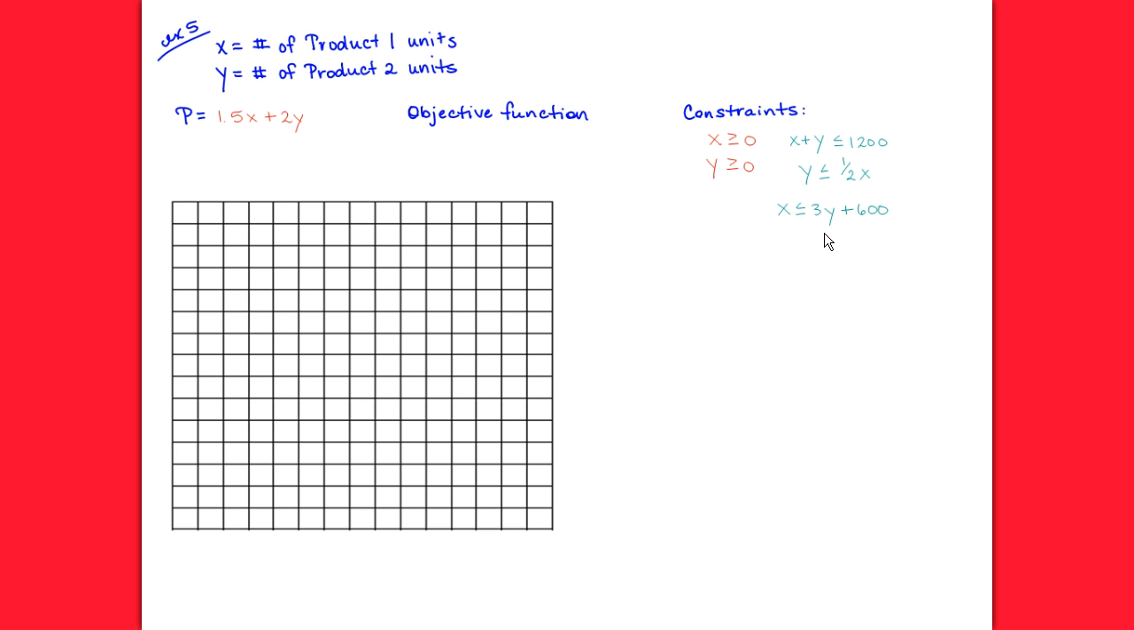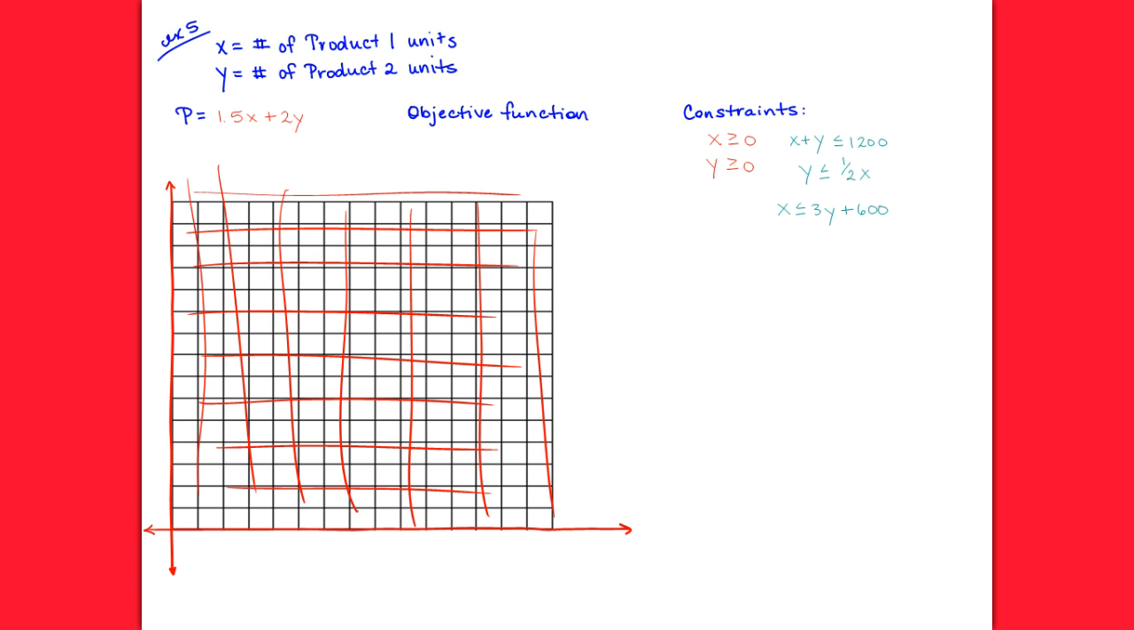All right, now we've created our objective function, our constraints. Now we're right back to where we were in that last example. Okay, so we're going to start off with x is greater than or equal to 0 and y is greater than or equal to 0. I told you that you didn't have to graph that for me, but I'm just showing you that we're starting with that. All right, then we've got x plus y is less than or equal to 1,200.